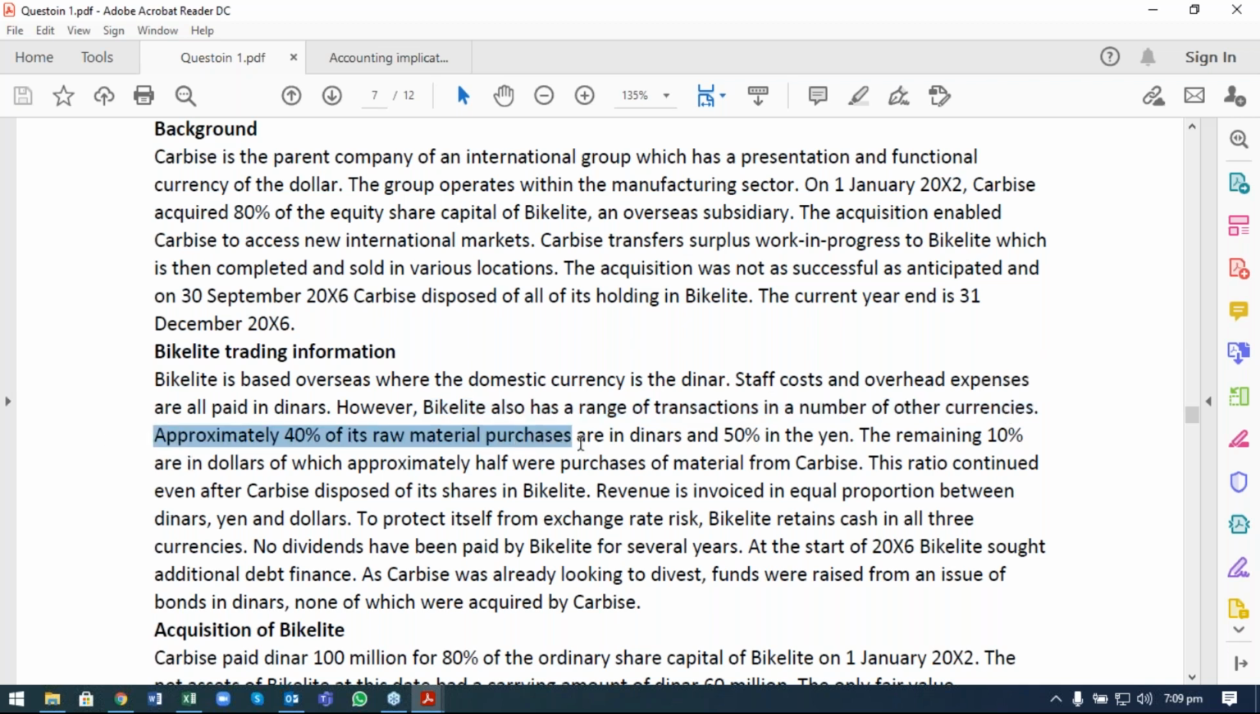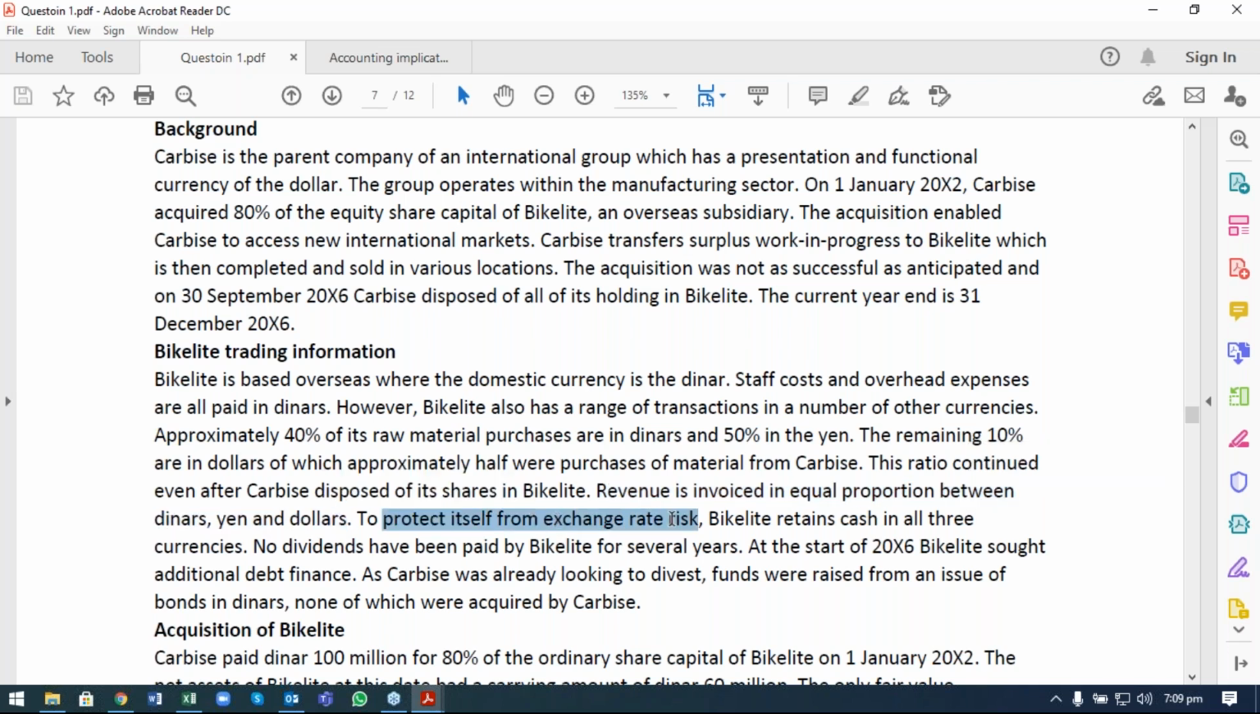Approximately 40% of its raw material purchases are in dinars and 50% in yen. The remaining 10% are in dollars, approximately half of which were purchased from Carbise, the parent company. So only 5% of the raw material was purchased from the parent company. This ratio continued even after Carbise disposed of its shares in Bakelite. Revenue is invoiced in equal proportion between dinars, yen, and dollars.